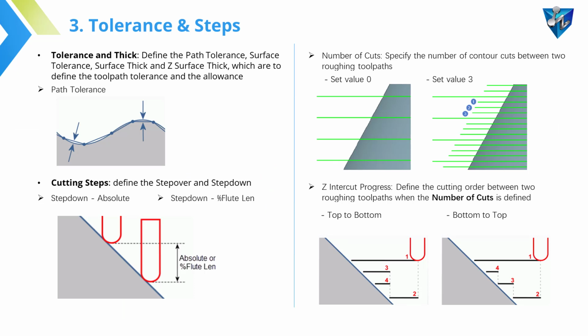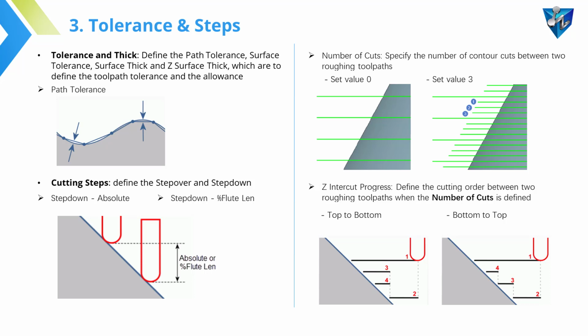Next, we will move on to the tolerance and steps. It's used to define the tolerance and remaining surface thickness of each operation, and the step over and step down value. For the tolerance and thick step over parameters, we have introduced them in the parameter settings chapter, so we will not repeat here. For the step down, we have several different parameters here.